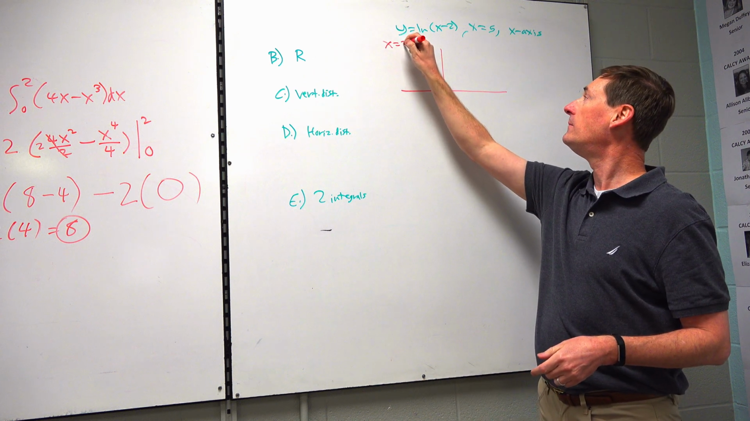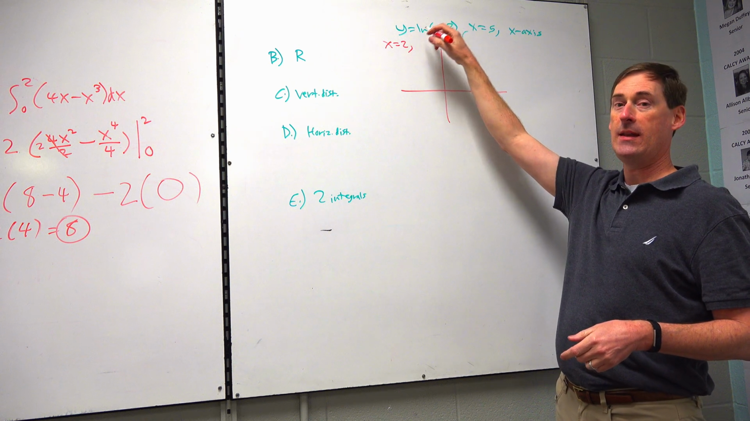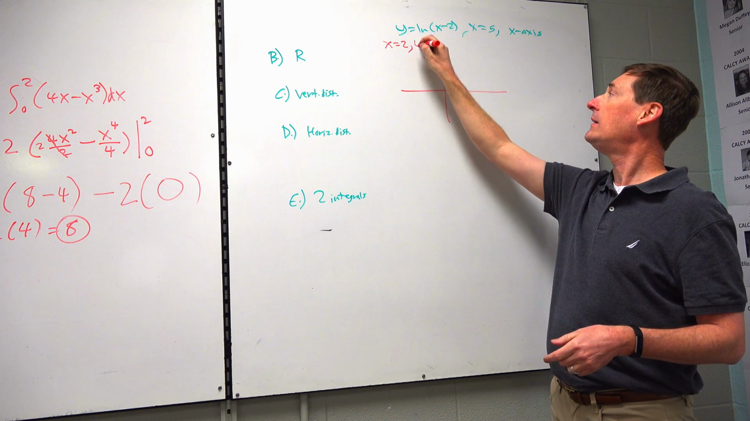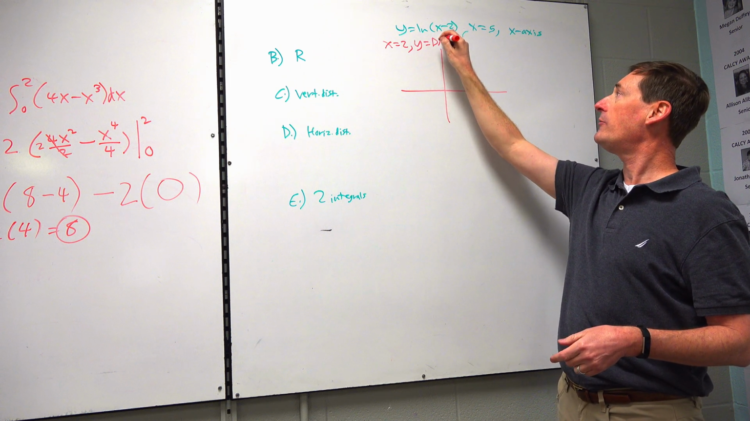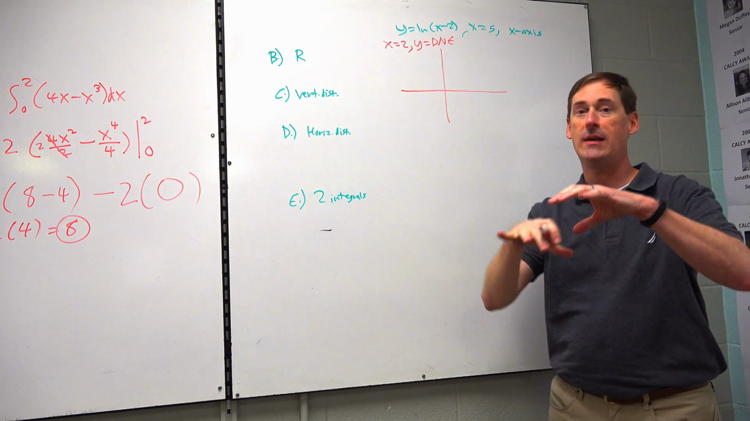X equals 2. Plug that in, you get natural log of 0. The natural log of 0 is undefined. You can only take the natural log of a positive number, not 0 or a negative number. So the first thing you do is you make the inside 0.